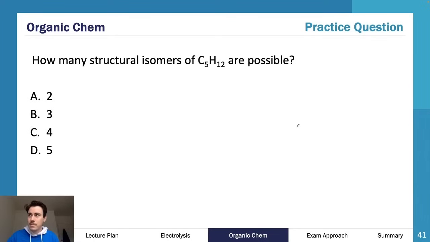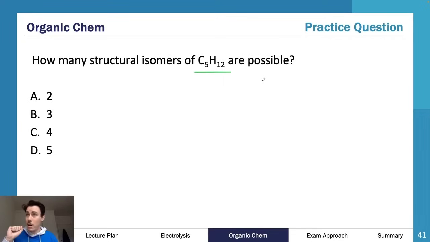All right, let's have another question. This is a common question type. Now I've used a very simple set of molecules or atoms here, but this is a highly common question. So, how many structural isomers of C5H12 are possible? Have a go at this question. 3, 2, 1, pause.